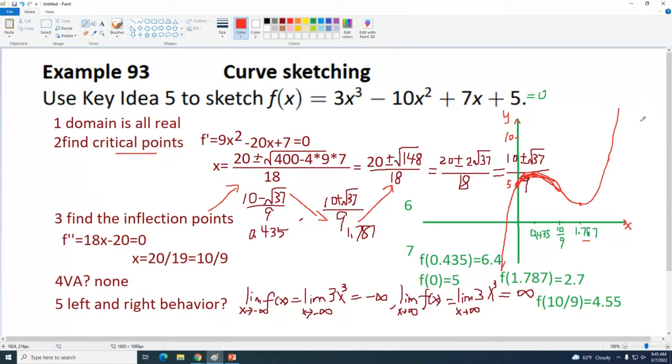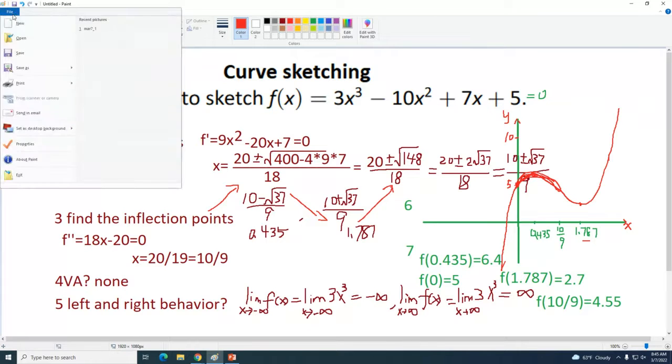Any questions? This is a practice on curve sketching.